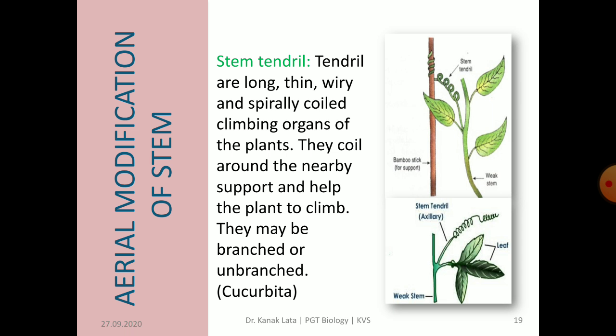Tendrils are long, thin, wiry and spirally coiled climbing organs of the plants, and they coil around the nearby support and help the plant to climb. Tendril may be branched or unbranched. It is seen in all cucurbits. In the given figure, you may observe stem tendril, that is, it is coiled around a bamboo stick.